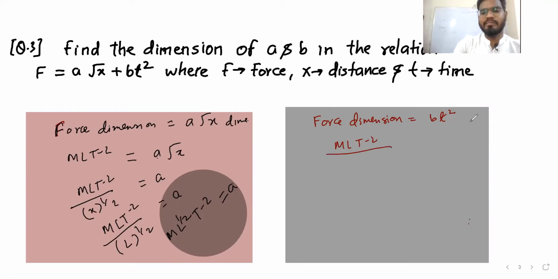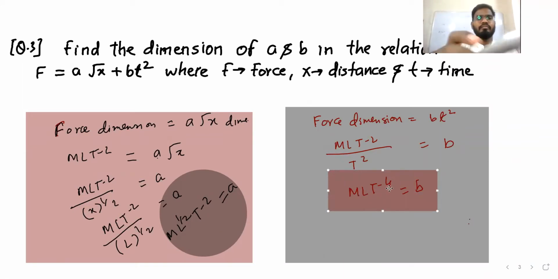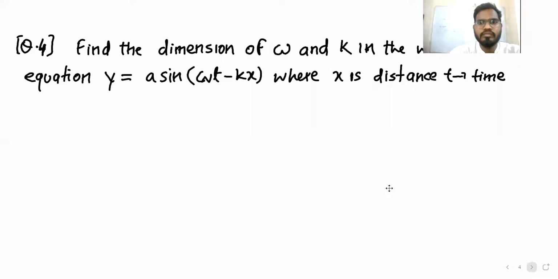We are making B the subject. So T square, T to the power, right? MLT to the power minus 2, time dimension is T, is equal to B. That will go up. It is T, that will become minus, right? MLT to the power minus 4 is equal to B. So we can get MLT to the power minus 4, right? That is the dimensional formula of B.